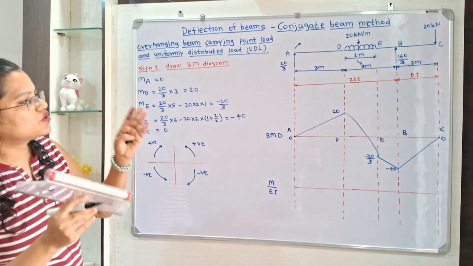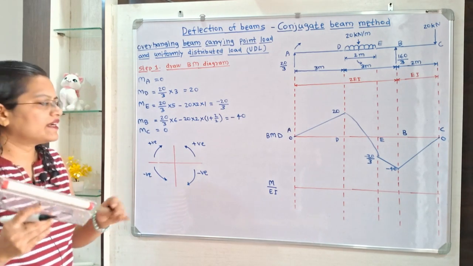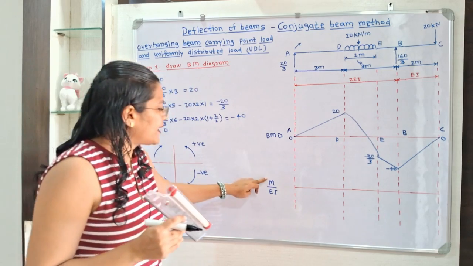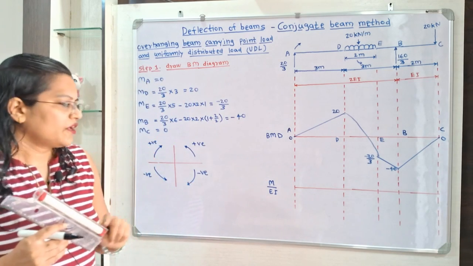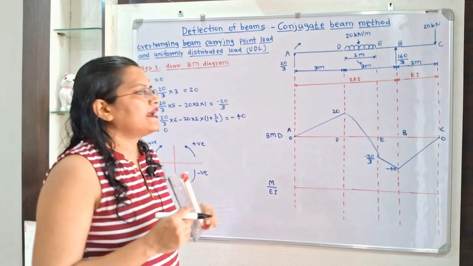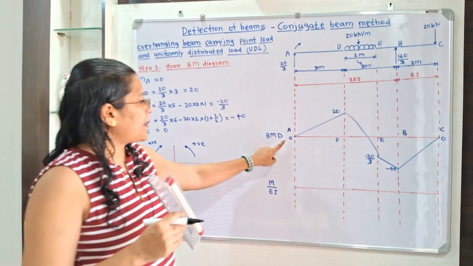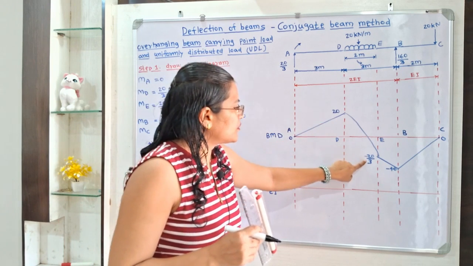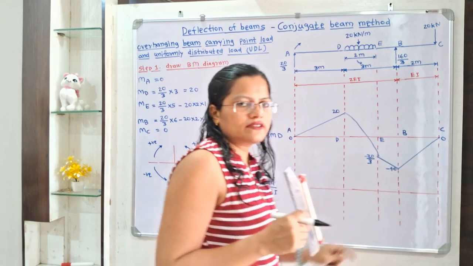But this is the conjugate beam method, so we have to add one extra step. Next step, that is step 2, is to draw the M by EI diagram. So this is step 2, the M by EI diagram. Here the value of M is 0, then 20, minus 20 by 3, minus 40, and 0.